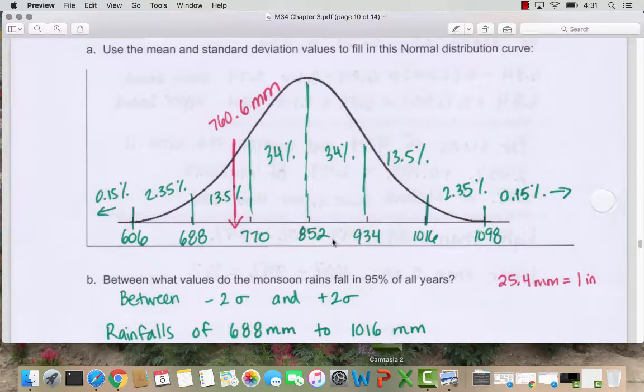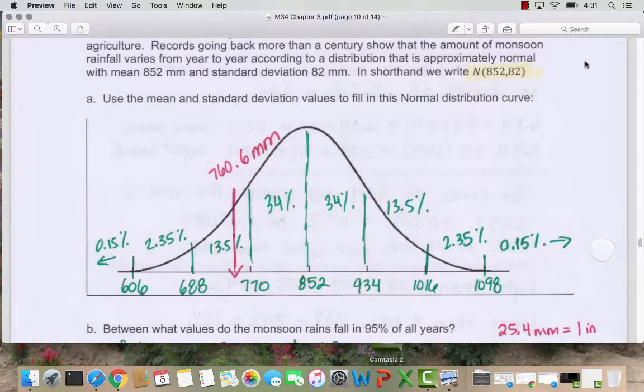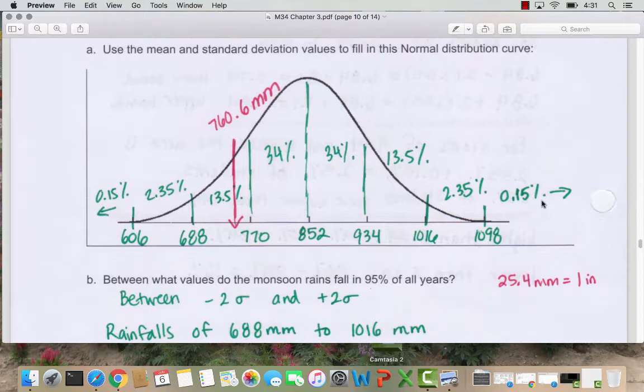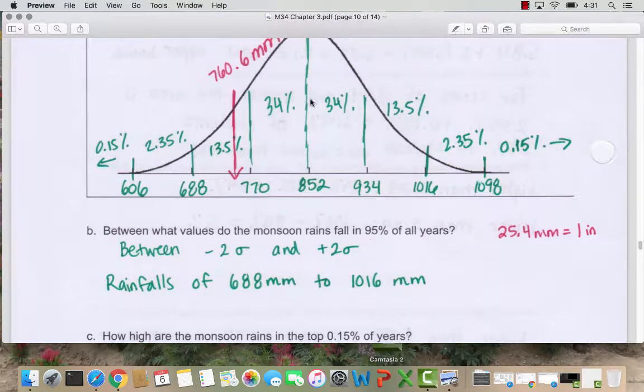So you see, here's our center at 852, and then adding and subtracting our standard deviation of 82, we're able to fill in these values. I filled in the percentages also. You can double check to make sure all of our percentages add up to 100%. Notice above the mean is 50% of the data, so the mean is also the median, right? And similarly, less than the mean is 50% of the data.